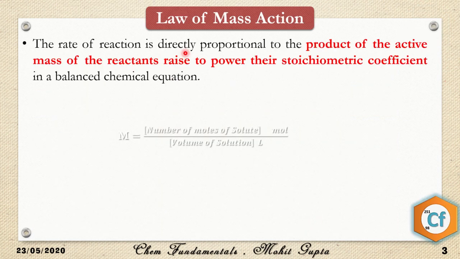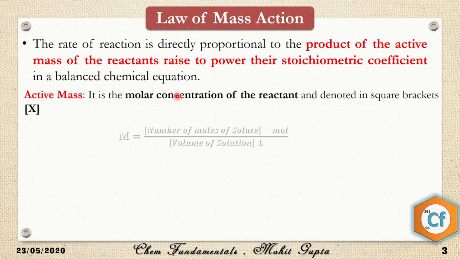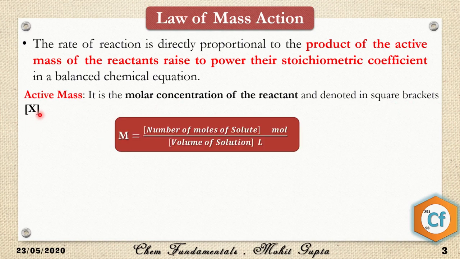The rate of a reaction is directly proportional to the product of the active masses of the reactants. Not the product, the reactants, raised to the power of their stoichiometric coefficients in a balanced chemical equation. So first of all, let's discuss what active masses are. Active mass is just the molar concentration of the reactant, and it is denoted in square brackets like this. So what is molar concentration?